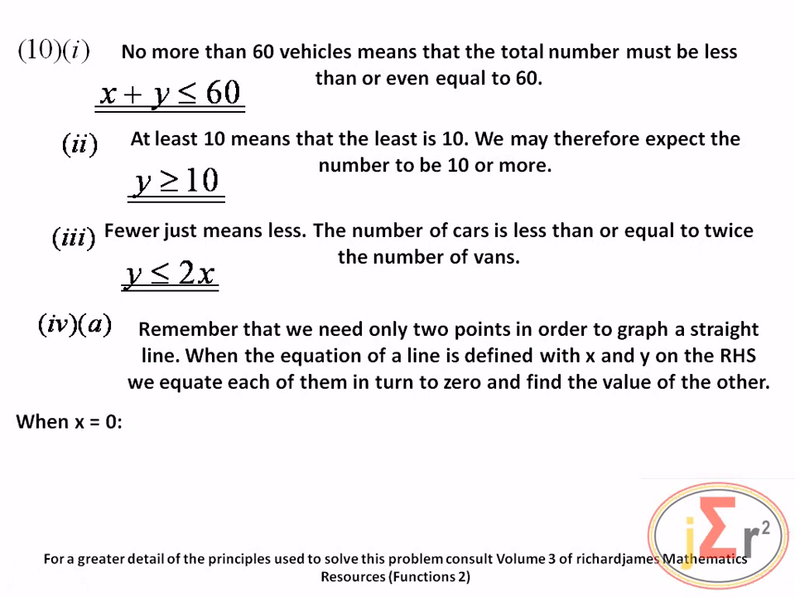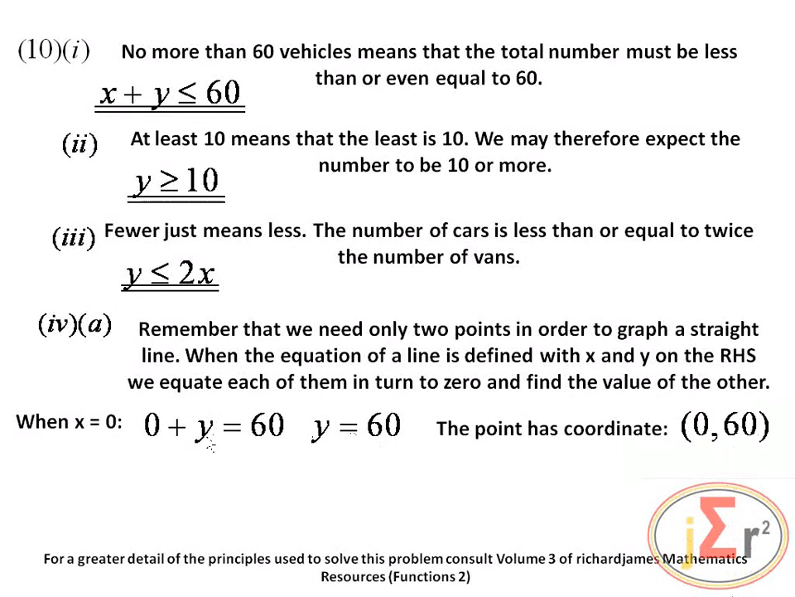So when x is equal to 0, if we are going to say x plus y is equal to 60, that is the associated line, and we are going to say x is equal to 0, what happens? 0 plus y is equal to 60. Therefore, y is equal to 60. The line then will pass through the point which coordinates what? X part is 0 and the y part is 60.